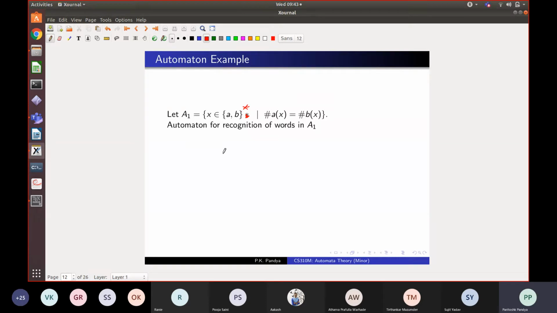What would you do? Suppose you are building this device, and given a string A, B, A, A, what it will do is scan this string. It could be a very long string. It will scan this string one letter at a time. So it will first scan the first letter A, then it will scan B, then it will scan A.